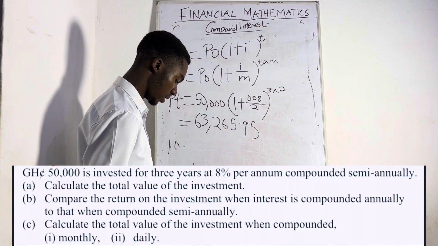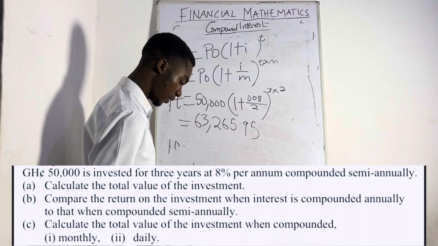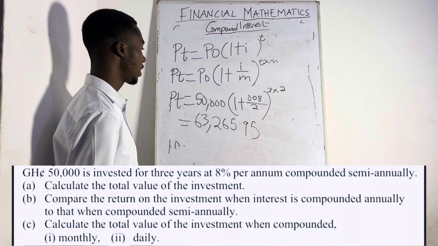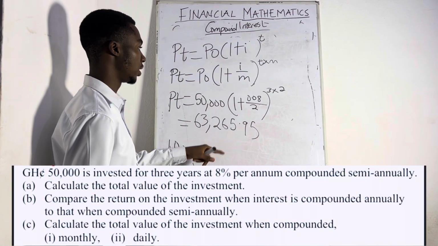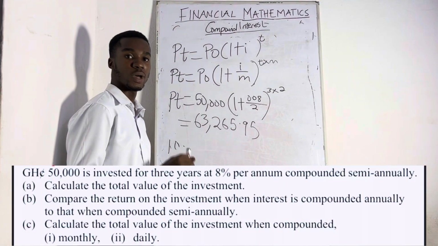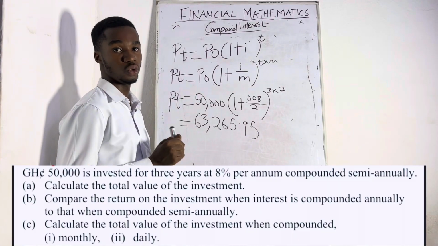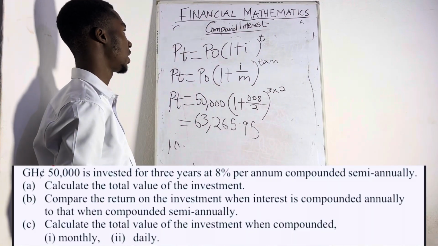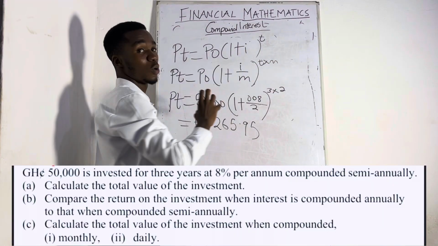So the B part says, compare the return on the investment when interest is compounded annually to that when compounded semi-annually. All right, so this is when it is compounded semi-annually. So they are saying we should compare it to when it is compounded annually. You get it? So now that we know this is semi-annually, we now calculate for when it is compounded annually. So this is the formula you use when it is compounded annually.